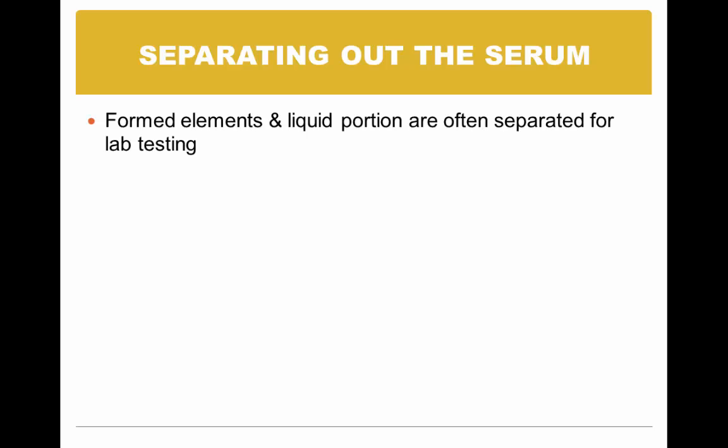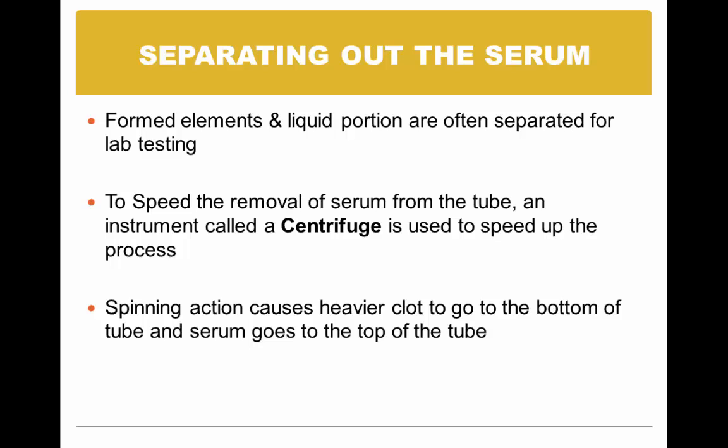Separating out the serum. Formed elements in the liquid portion are often separated for lab testing. To speed the removal of serum from the tube, we'll be using the centrifuge, like we did with the urine samples, to get the sediment to the bottom. This is how we can speed up getting the serum from the tube. The spinning action causes the heavier clot to go to the bottom of the tube, and the serum will go to the top of the tube.